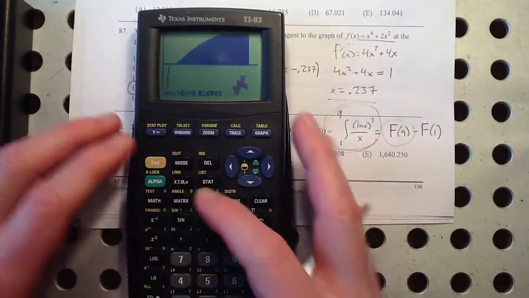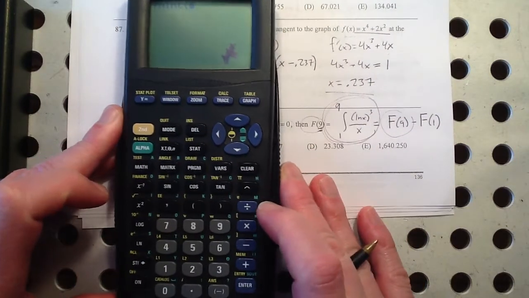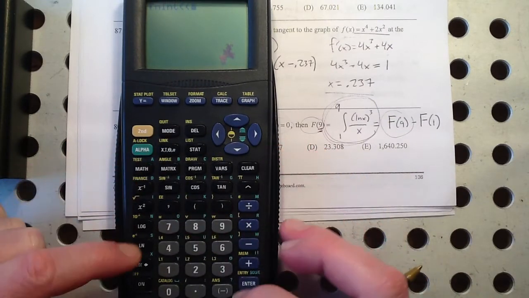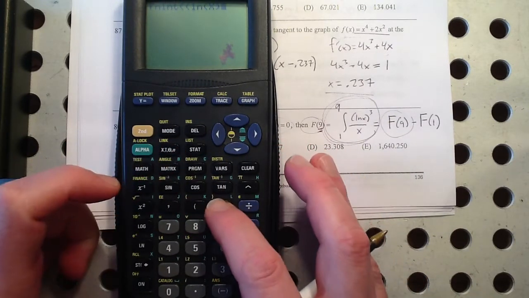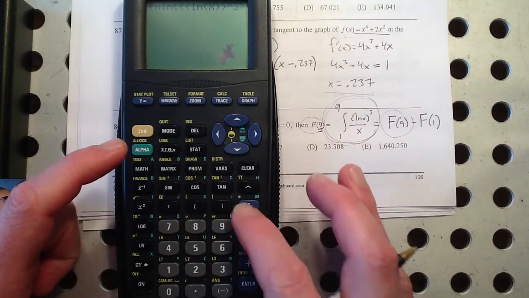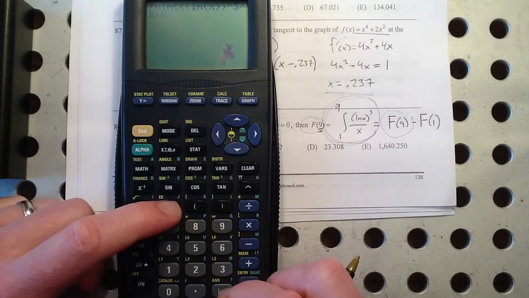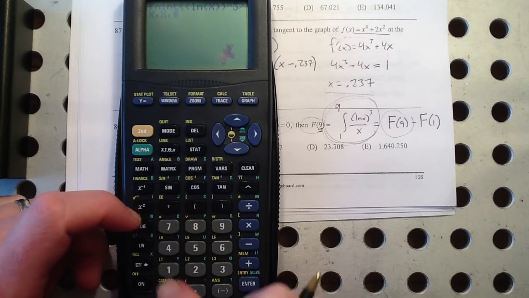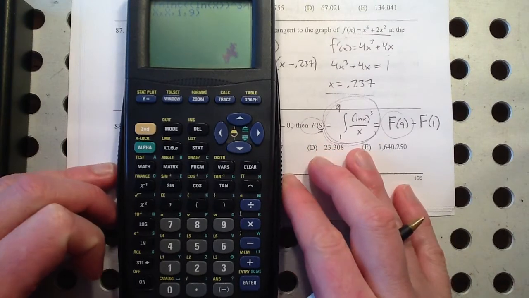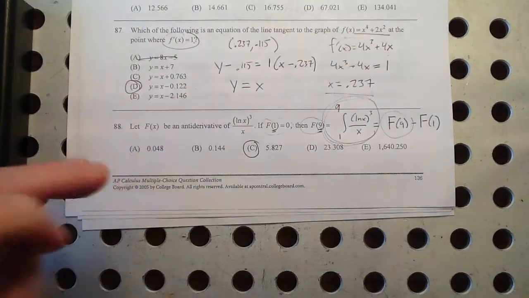And the other possibility, if you don't feel like graphing it, you can just do math 9 as fnInt, and then you can enter your function. You can do natural log of x cubed over x, comma x, always have to have the comma x there, comma 1, comma 9, and that'll do the exact same thing. It's up to you how you want to do that. Same answer. Okay?